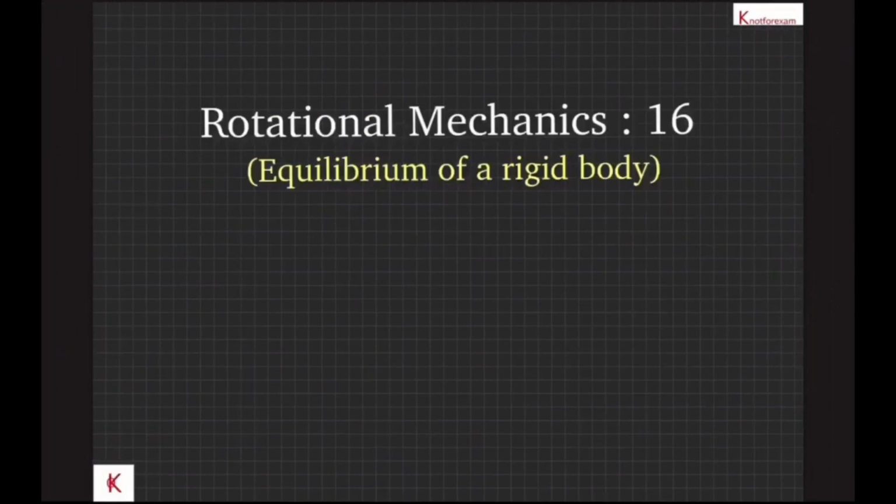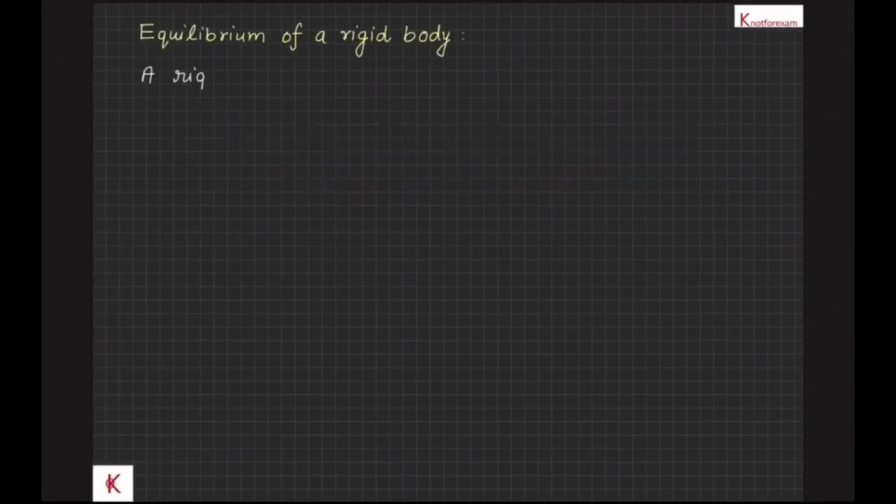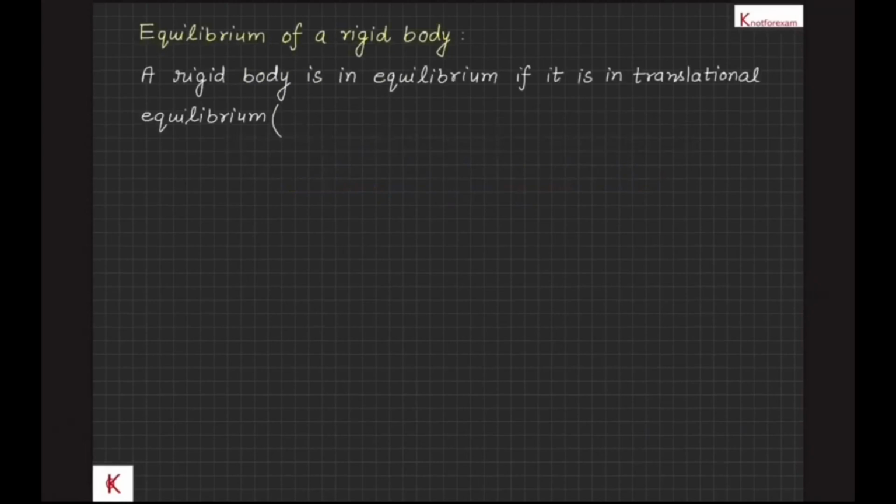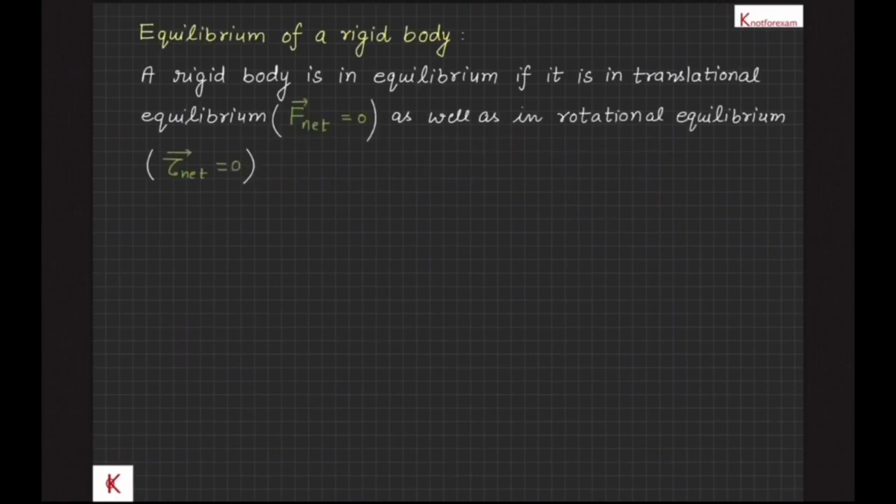And we are going to discuss equilibrium of a rigid body. A rigid body is said to be in equilibrium if it is in translational equilibrium, that is, net force on it is 0, as well as in rotational equilibrium, that is, net torque on it is 0. Also, since torque about any point τ vector = torque about center of mass τ_cm vector + r vector × F external vector, if net external force is 0, then torque about any point will be the same and equal to torque about center of mass.